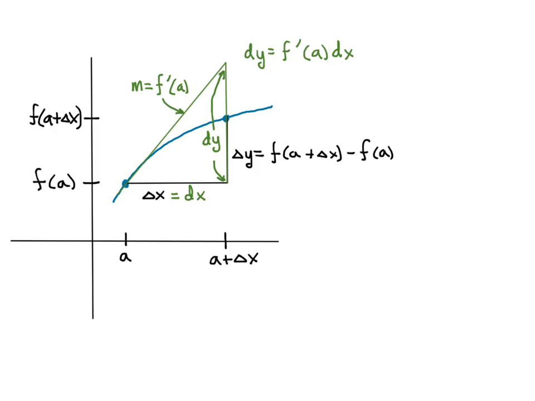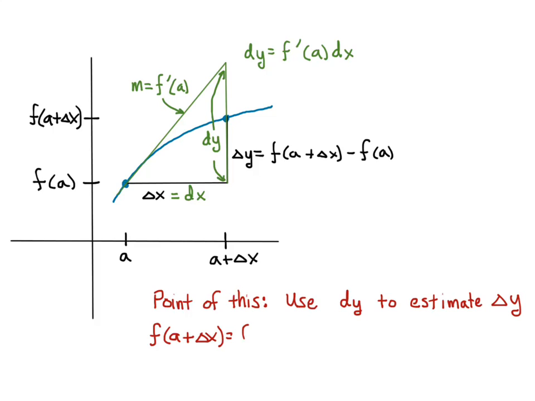And so what I'm going to try and do is estimate how much my function is changing based on my f prime times dx. So we're going to try and use dy to estimate delta y. And since delta x and dx are the same thing, those two expressions, f at a plus delta x and f at a plus dx, are equal. That equals this point right here, or this value, I should say.